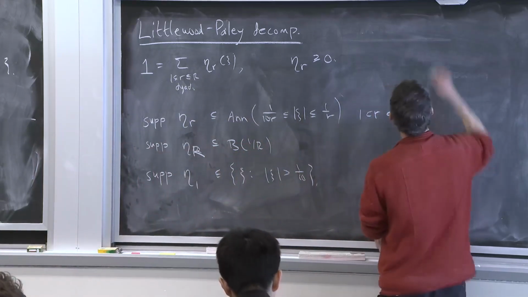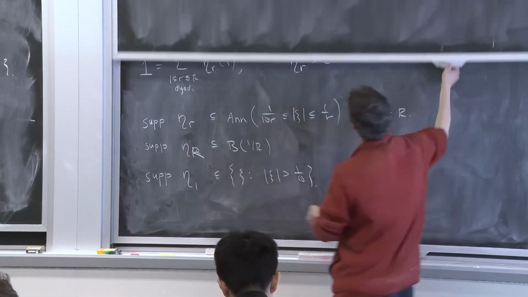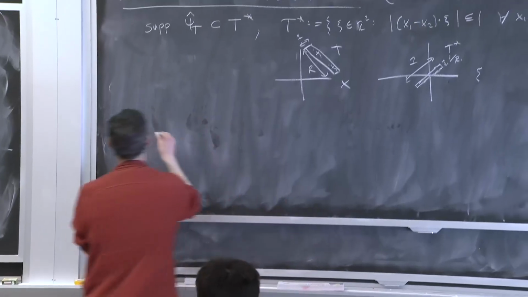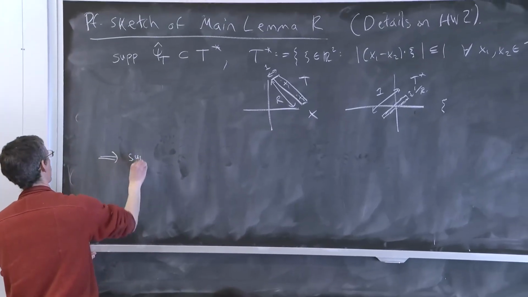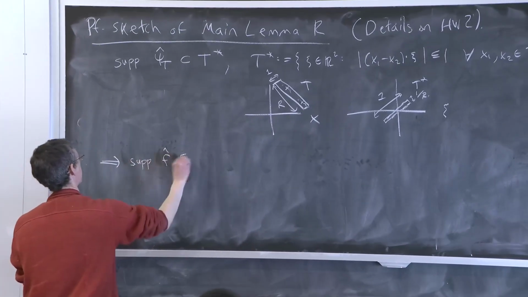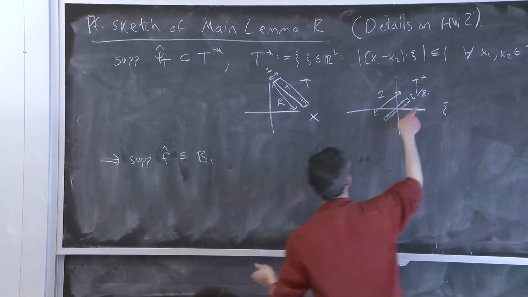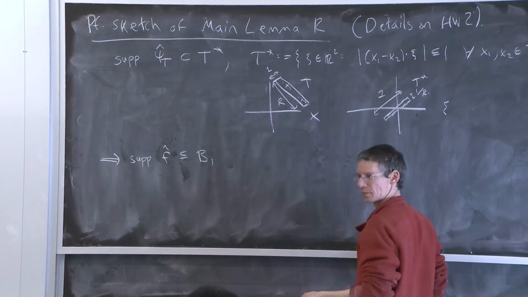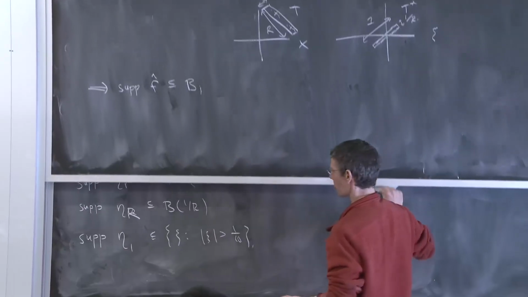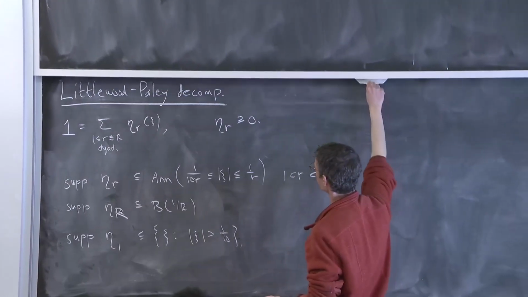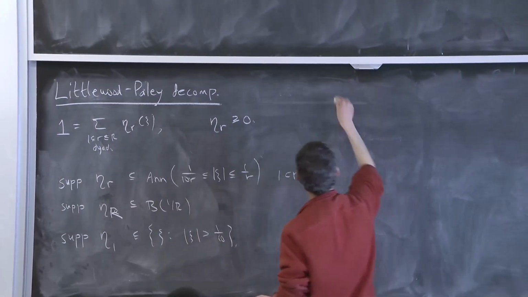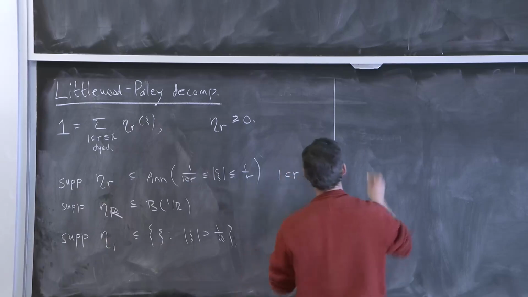Right. Oh, I guess maybe I should mention one thing that we see from this is that the support of f hat is contained in the unit ball, because every t star is in the unit ball. OK. So now I can say who fr is.